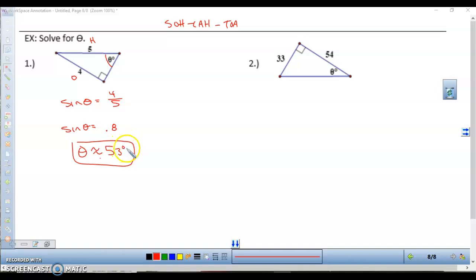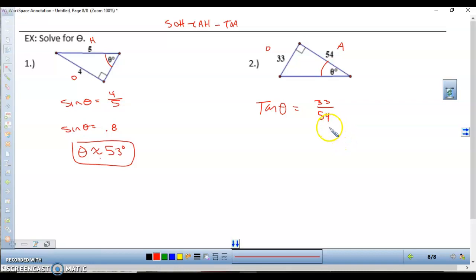All right, so there you go. Theta is about 53 degrees. Now, over here, in this one, here's my angle that I'm dealing with. This is opposite leg. I don't know the hypotenuse, I'm not dealing with that, and I know the adjacent leg. Which one uses O and A? Tangent. So I'd say the tangent of theta is equal to opposite over adjacent.